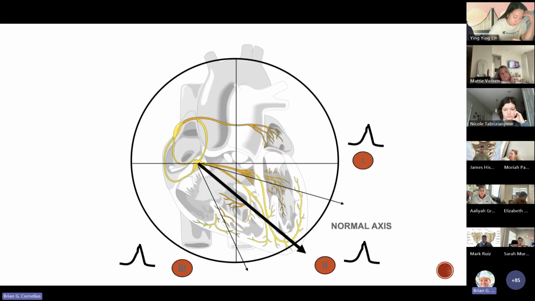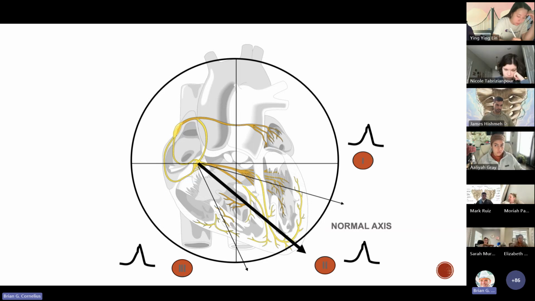So this is a normal axis through the heart. We're starting off and going through our ventricles here, from our AV node down to the base of the ventricles. So we're traveling towards all those monitoring electrodes. So if we have a normal axis, we will have upright QRS complexes in each of our leads, 1, 2, and 3.